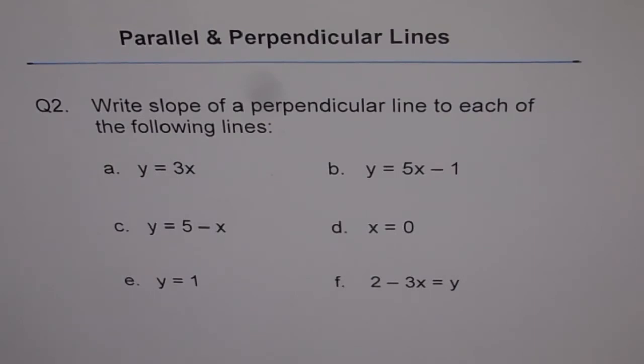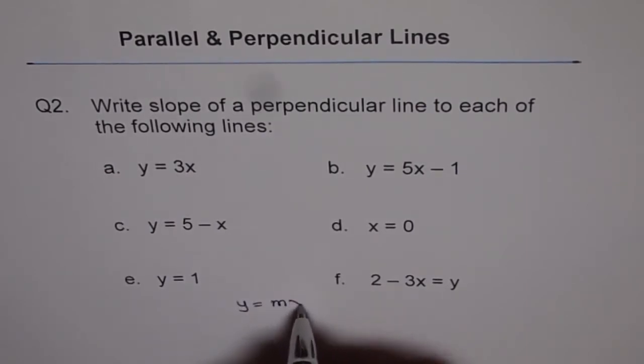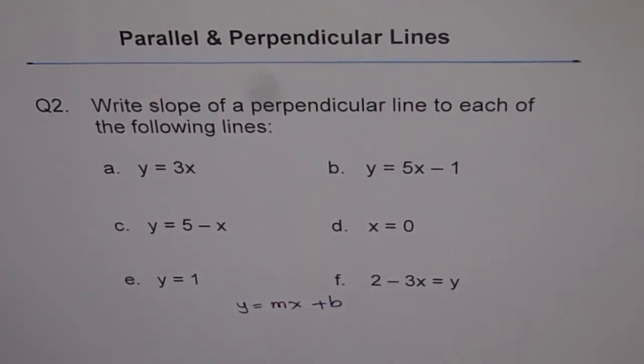Now, to find slope of a line, best thing is to start with the equation y equals mx plus b. Now, why do we take this equation y equals mx plus b always? Because m gives you slope and b gives you y-intercept, right? So here m is the slope. This is the slope for us, and that is y-intercept.